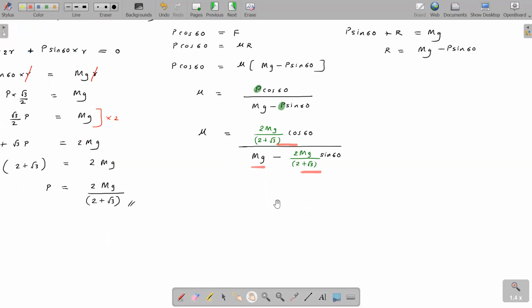What you can do is take mg out from all the terms. I hope you guys can see that mg is common to both the numerator and the denominator. So you can get rid of the mg. Now remember, when mg cancels, it doesn't mean it becomes 0. It's 1 here, so there will be a 1 remaining. So now you can get mu. It's a matter of typing it into the calculator: 2 over 2 plus root 3 times cos 60, divided by 1 minus 2 over 2 plus root 3 times sine 60. I think your calculators can handle this quite easily. So give this expression to the calculator and you can easily get the mu value.